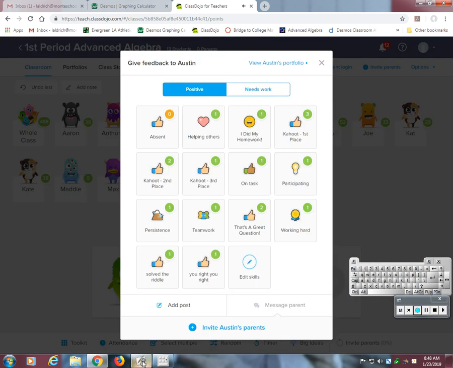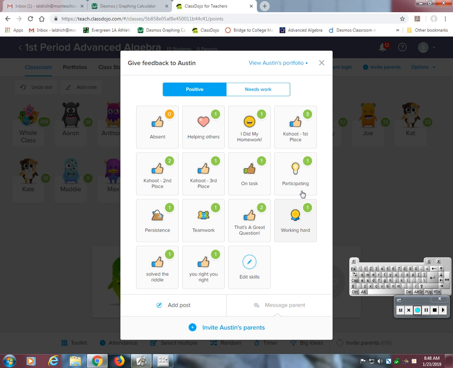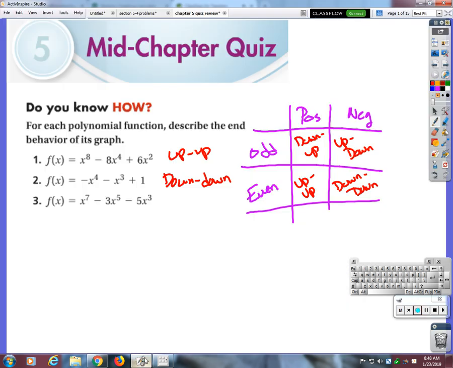Okay. Austin, how about the next one? Nice. Down, down. This is negative. This is even. So we are in a down, down situation. All right. Jimmy, what do you got for this one? Down, up, question mark. Yep. Down, up, because the lead coefficient is positive and the exponent is odd, so that makes it a down, up. Okay? Hashtag winning.